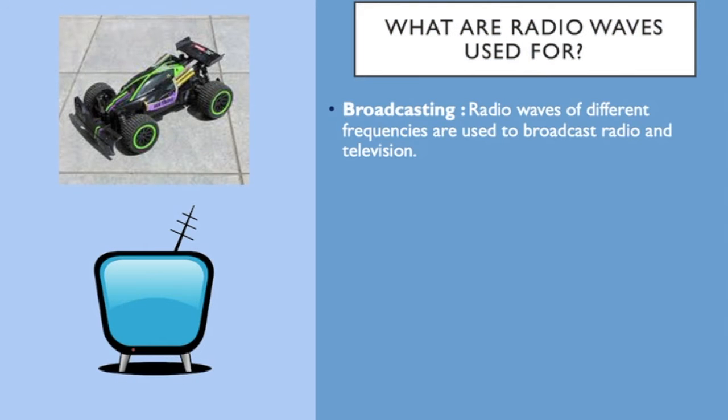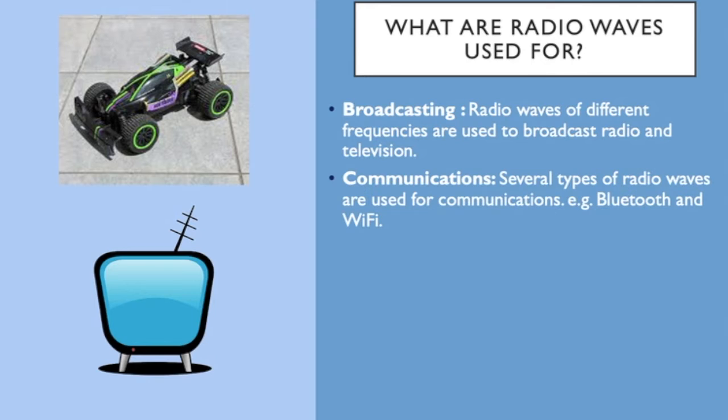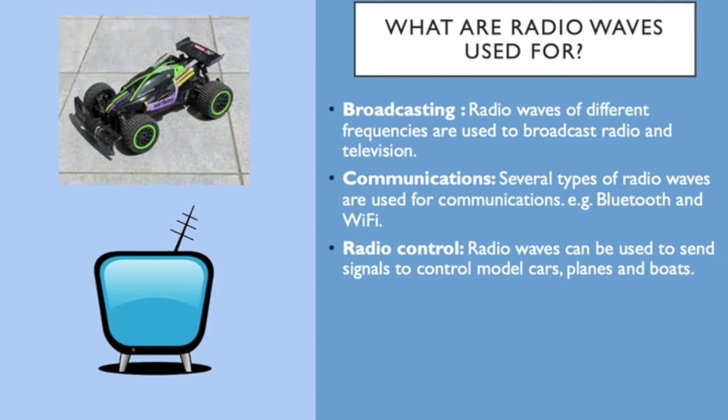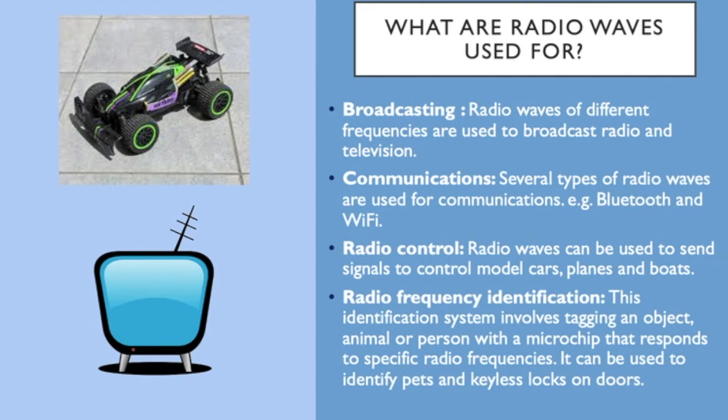Radio waves can be used for broadcasting. Different frequencies are used to broadcast radio and TV. Communications: several types of radio waves are used for communications, like Bluetooth and Wi-Fi. Radio control: radio waves can be used to send signals to control model cars, planes, boats, drones. Radio frequency identification: this identification system involves tagging an object, animal or person with a microchip that responds to a specific radio frequency. It can be used to identify pets and keyless locks on doors.